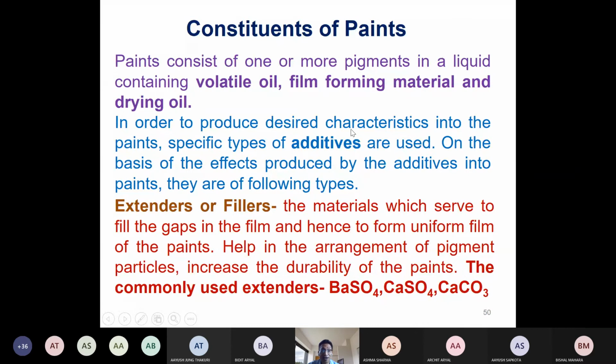In order to produce desired characteristic into the paint, specific type of additives are used on the basis of the effect produced by additive into paint.